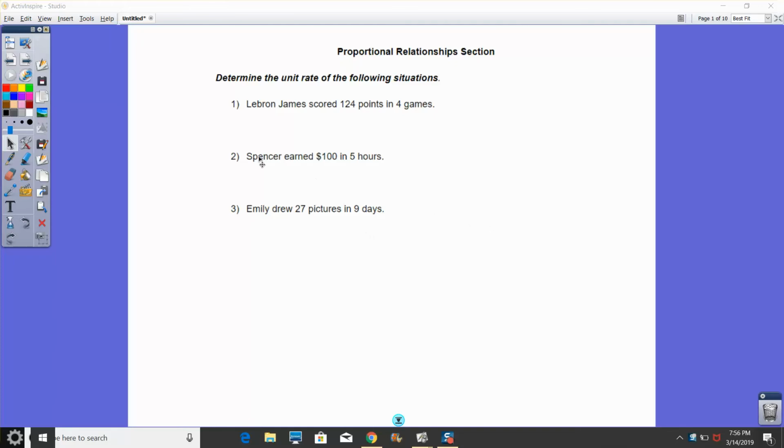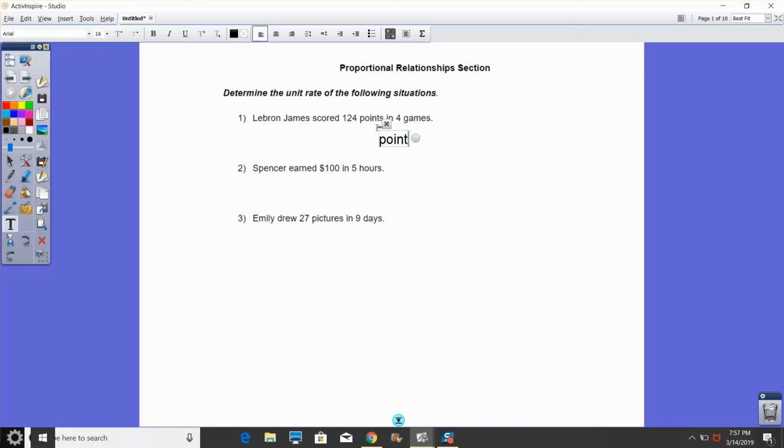Okay, so we're going to go through about 21 problems, and the sequence of problems basically 1, 2, and 3. So we're going to go through each of these and talk about how we would approach these problems. The first set of problems we're going to be doing deal with unit rate. If we're doing unit rate, we are determining what is the amount per one of the second amount. So in the first situation with LeBron James scoring 124 points in 4 games, we would be finding a unit rate that would be in points per game.